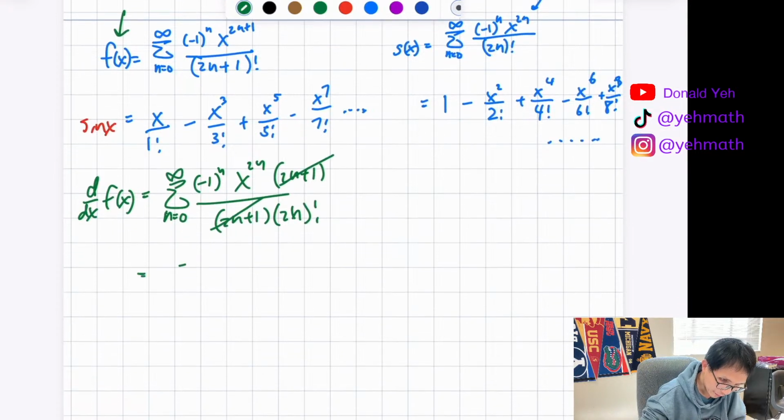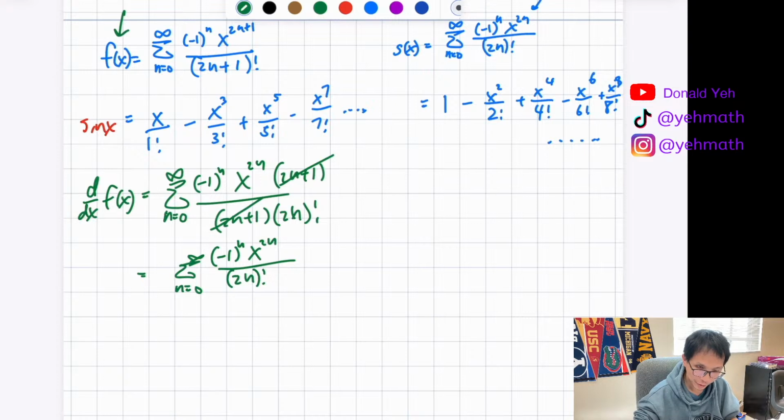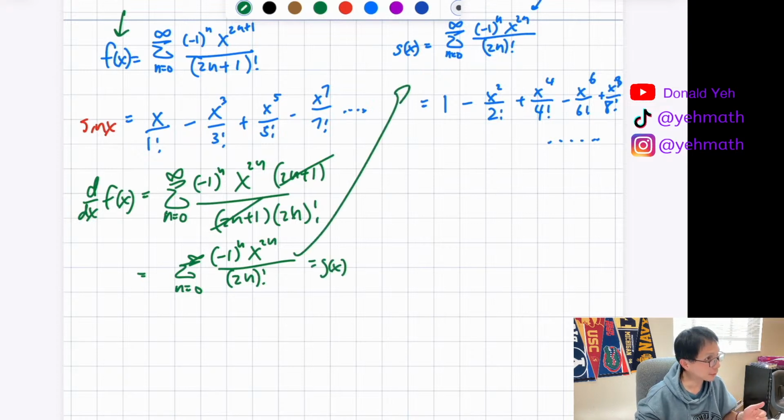So that's equal to the summation from n equals 0 to infinity of negative 1 to the n, x to the 2n over 2n factorial, which is just equal to g of x. If you take a derivative of f of x, it equals g of x. Now I'm going to have to do one more time.